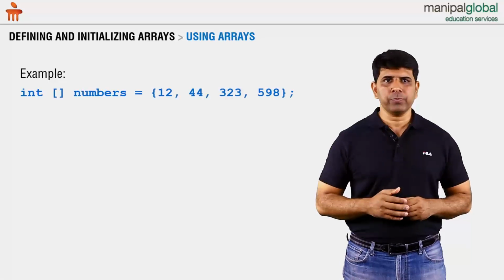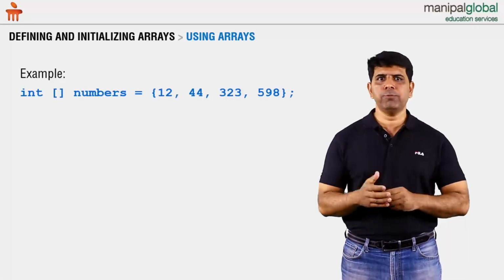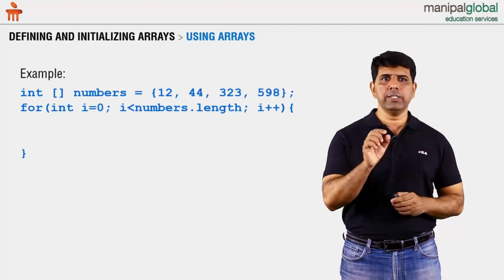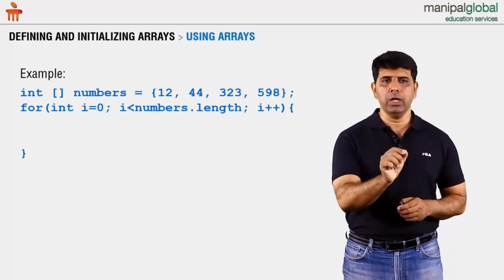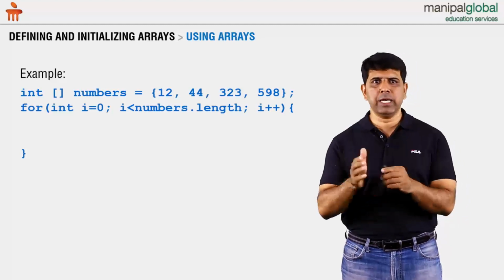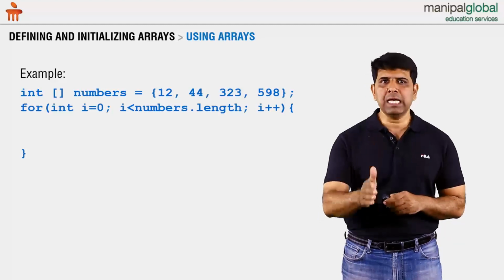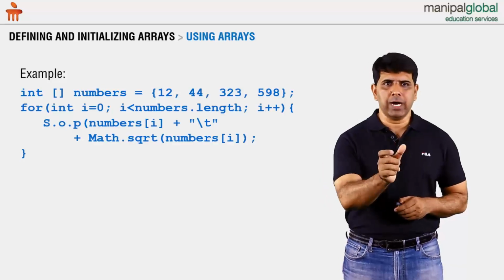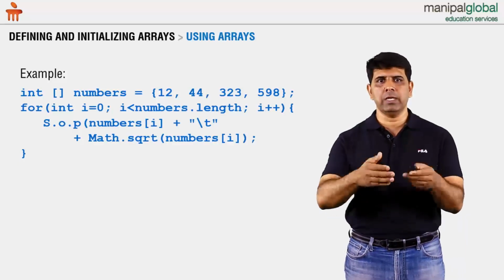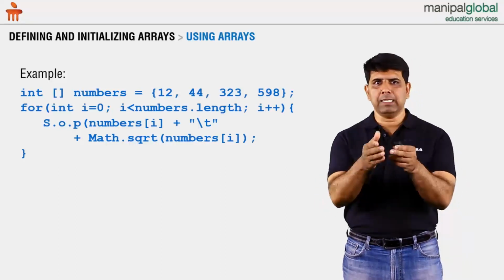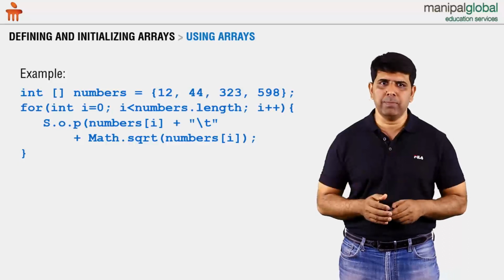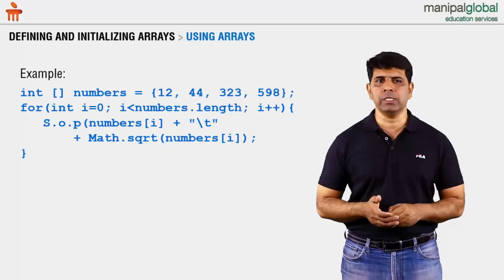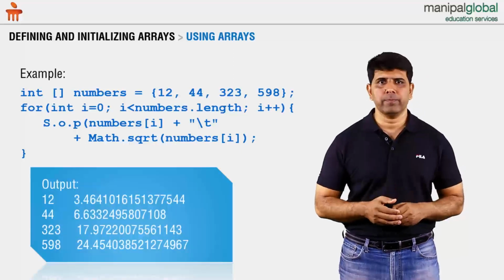Here is an example. We have an array of numbers and we have 4 numbers, 12, 44, 323 and 598. Here is a loop that begins from 0 and goes till numbers.length minus 1 because we check I is less than that, not equals to. Inside that we are printing numbers of I, that means numbers of 0, numbers of 1, numbers of 2 and so on, plus a tab, and then plus Math.sqrt of the number. So we basically want the square root of all those 4 numbers, and the output will be something like this.